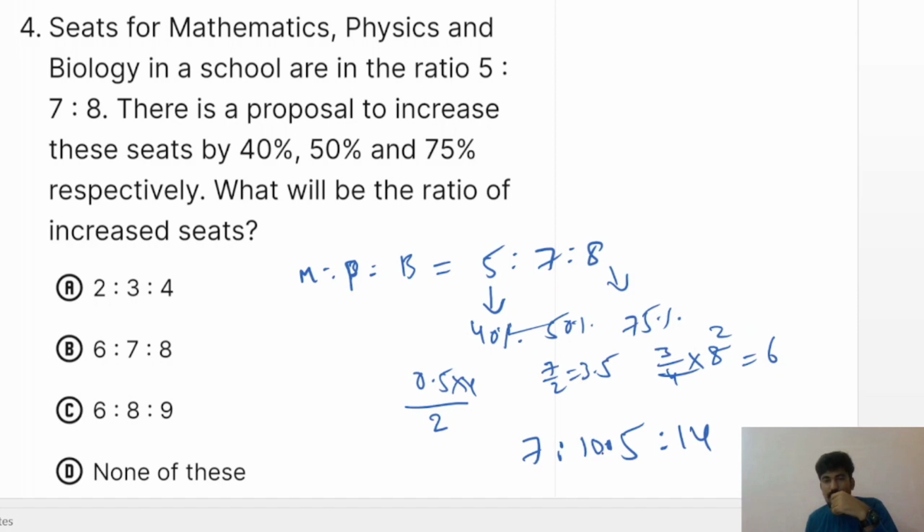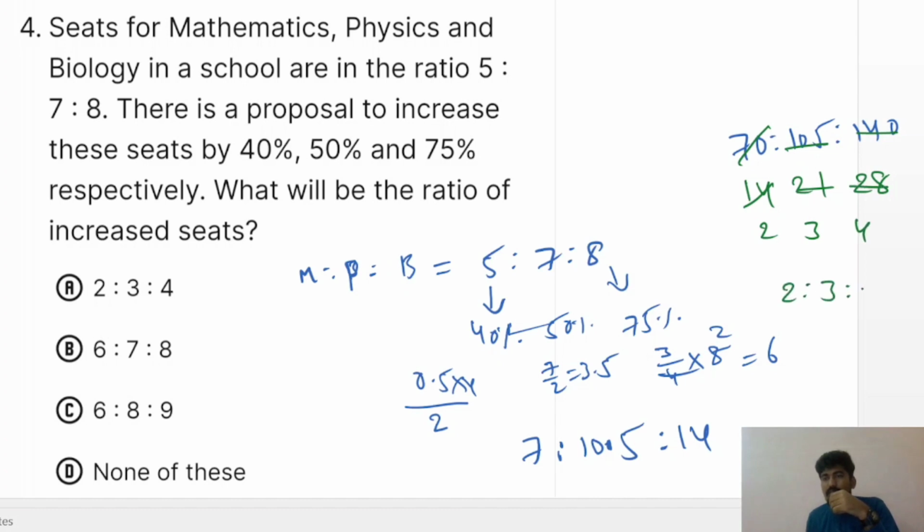So here 10.5 means 105 by 10. So 7:105:140. Here 5 14s, 5 21s, 5 2s, 5 28s, 7 2s, 7 3s, 7 4s. So the final ratio will be 2:3:4. So the answer is A.